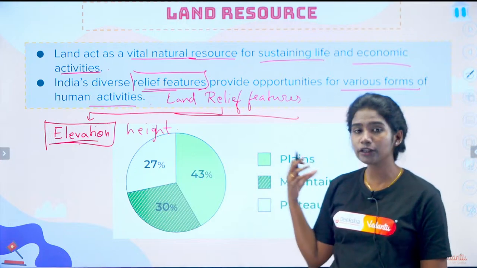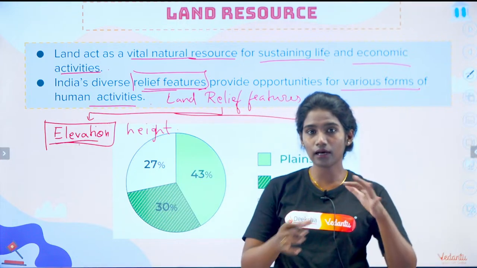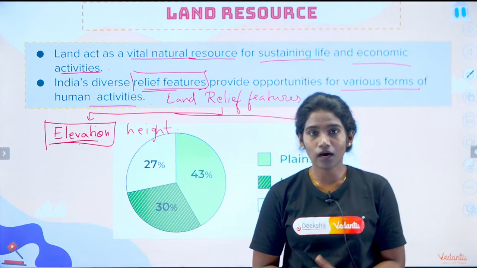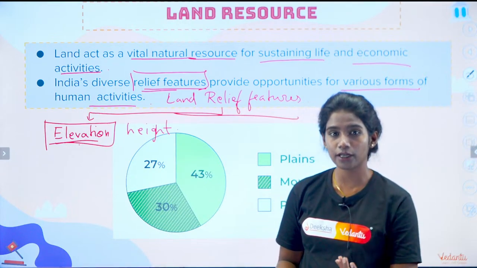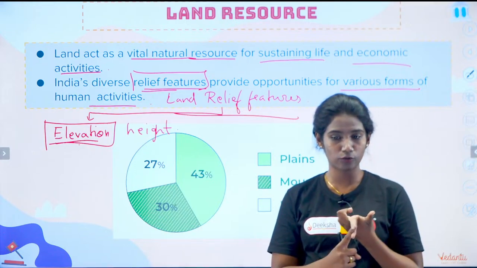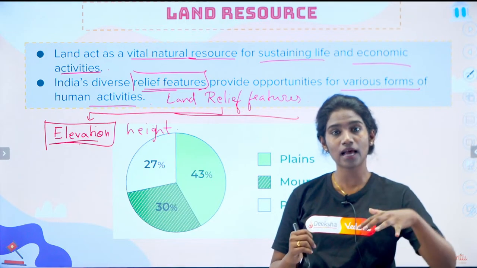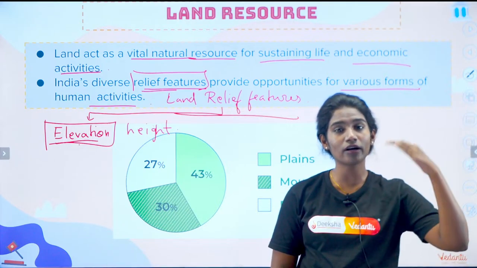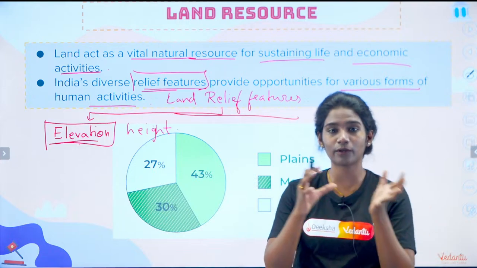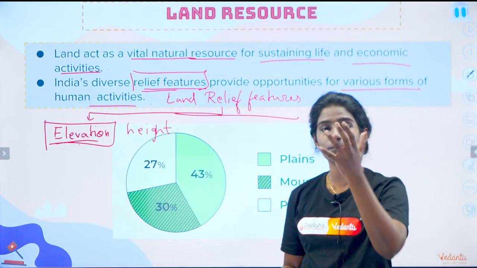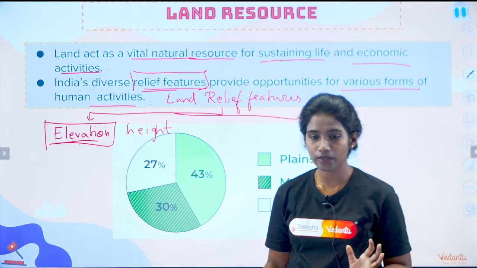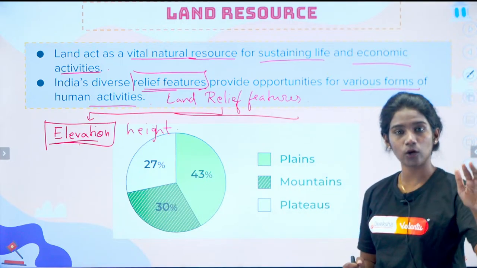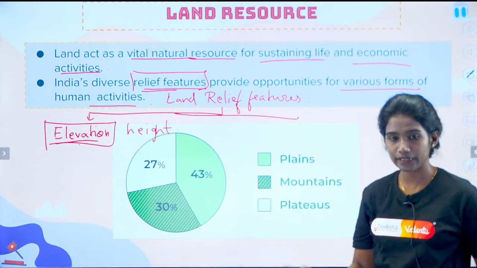So now when I ask you to compare, for example, there are mountains, there are plateaus, there are plains, right? Which one do you think has more elevation? Is it mountain or plateaus? Which one has more height? Obviously it is mountains, right? Mountain has more elevation when you compare with plateaus, and plateaus have more elevation when you compare with plains. Which means to say that the level of the land is not equal, the height varies, right?